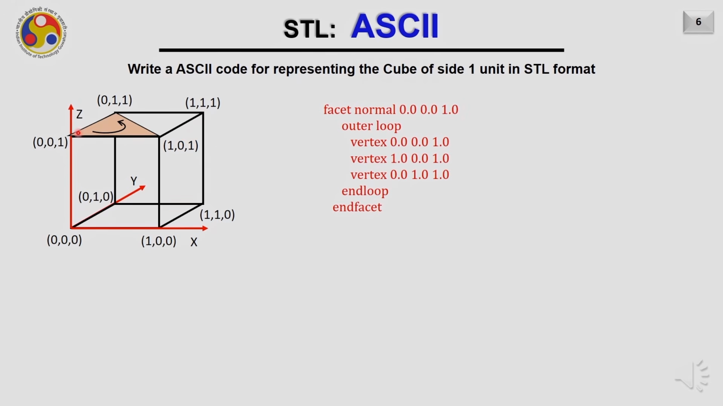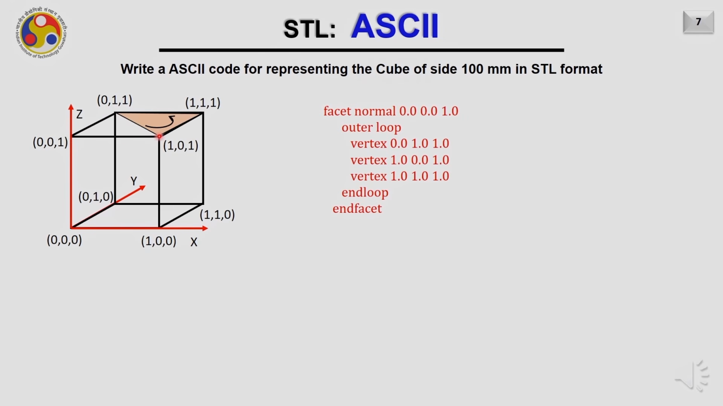Now for the top side, this particular triangle has the facet normal in this direction. Hence it is 0, 0, 1. 1 means along the z direction. Then the three vertices. The first vertex is this, 0, 0, 1. Then to follow the counterclockwise direction, we should go to this point, that is 1, 0, 1, and then 0, 1, 1.